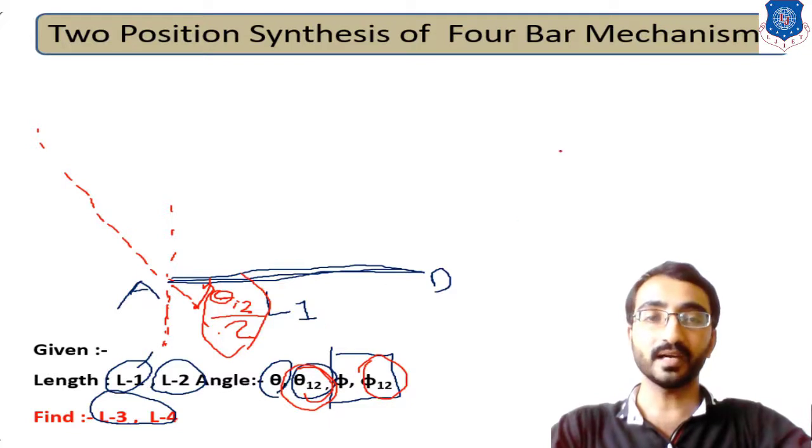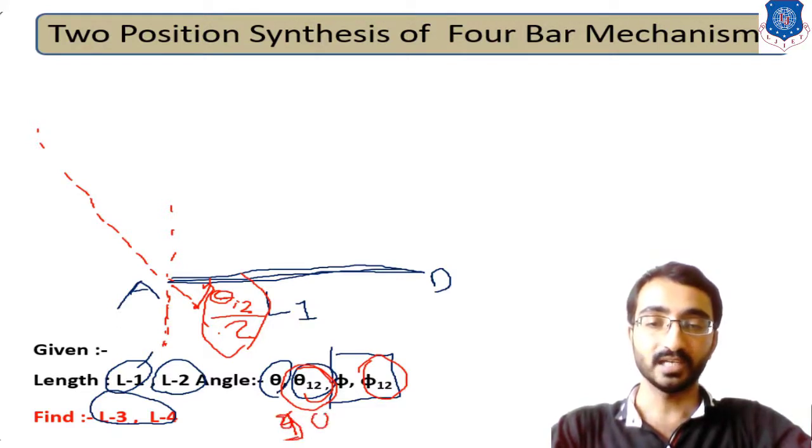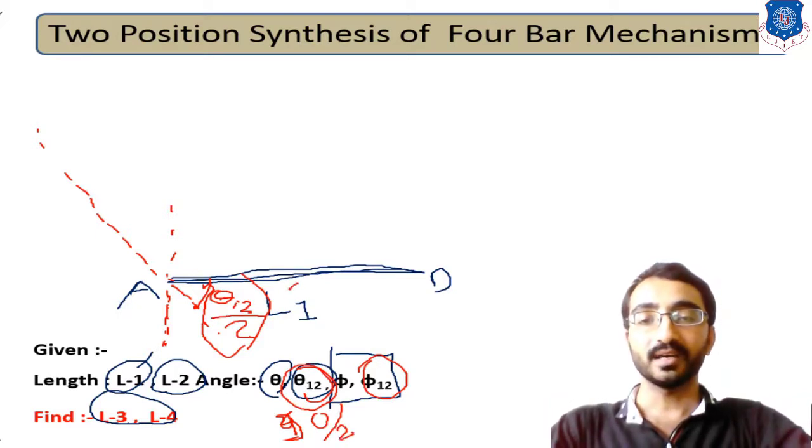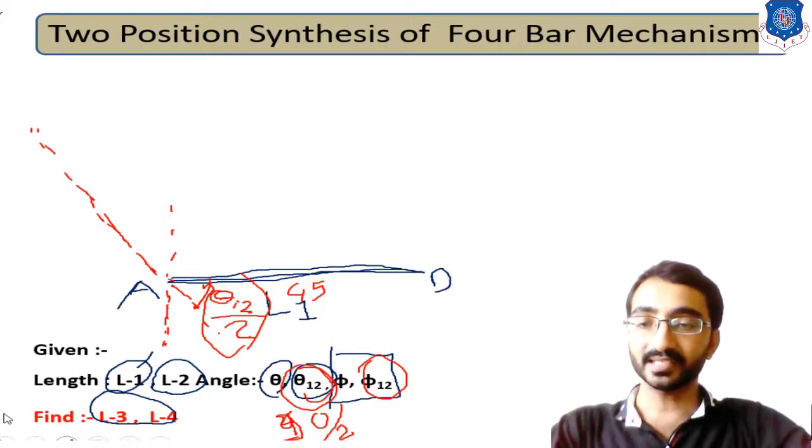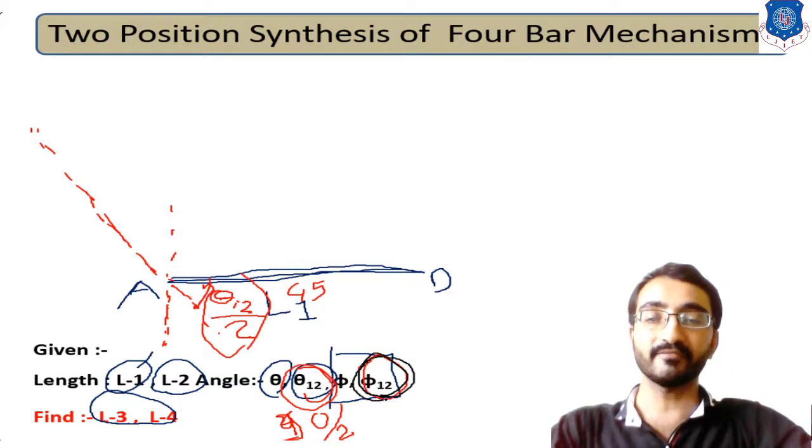So if they have given theta 12 as 40 degrees, or let's consider they have given 90 degrees. Okay, theta 12 is 90. So over here theta 12 by 2 means 90 by 2, so you have to plot a line at 45 degrees. Okay, and this line will be represented by dash lines. Okay, similarly other data is given for the output link. So let's consider the output link as phi 12.